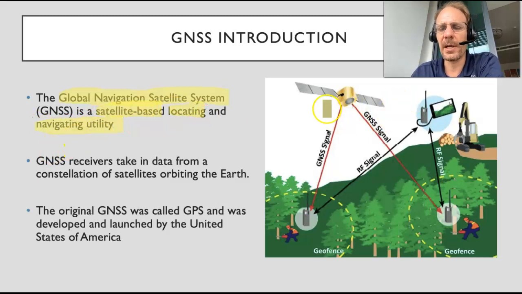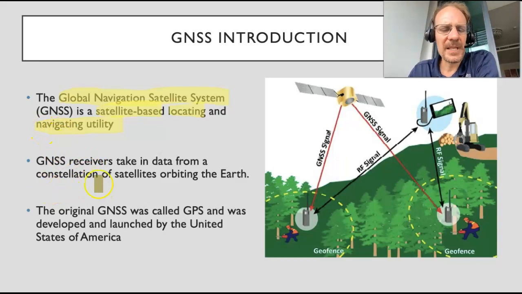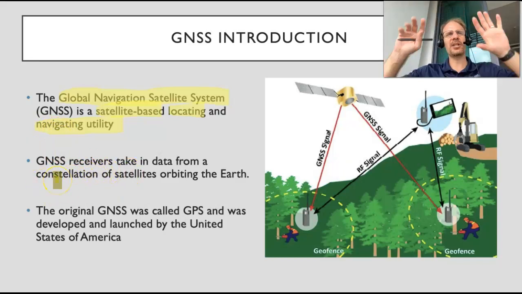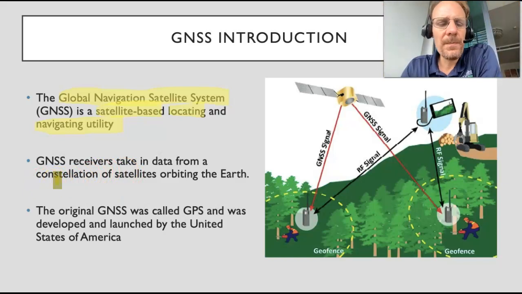You can see a picture here of the satellites. There's one satellite, but there would be many satellites and the signal coming from it. So GNSS receivers take in data from these satellites. We call it a constellation, referring to all the satellites up there orbiting the Earth, and then use that to identify our location.